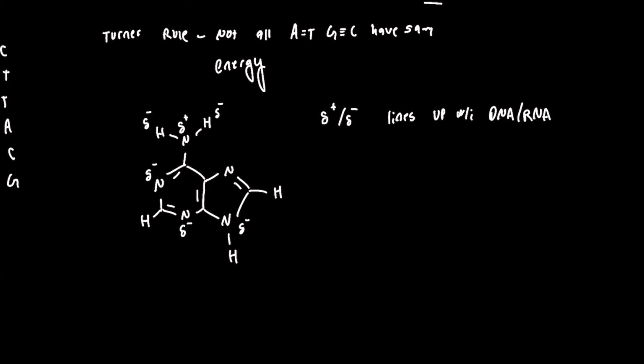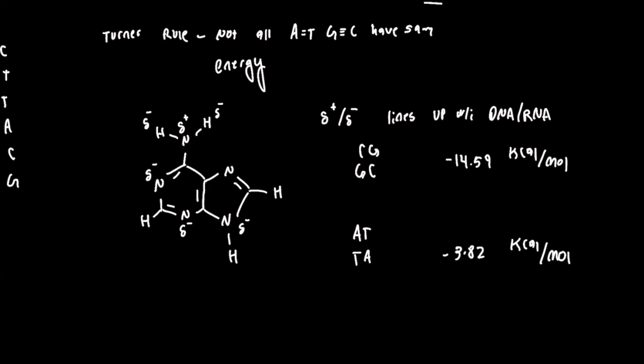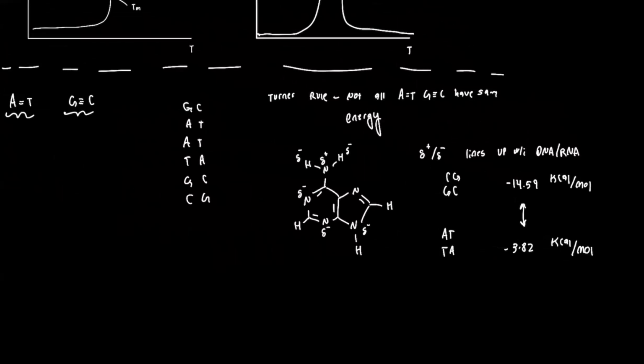So like the strongest is if I have GC, CG. That is the strongest one. It's minus 14.59 kcal per mole. And then the smallest one is AT, TA with minus 3.82 kcal per mole. So again, it's not an insane difference, but it is large enough that we definitely can't ignore it. Okay, cool. Well, let's continue on here.